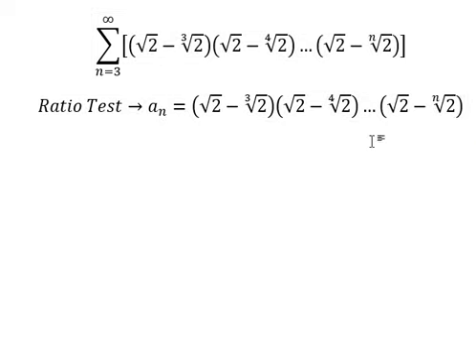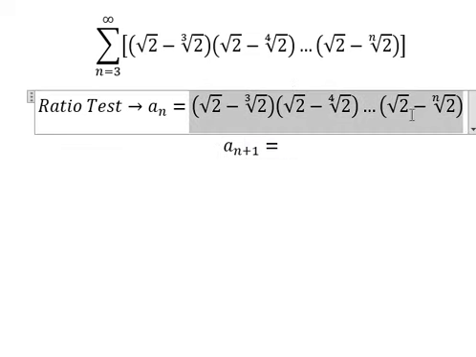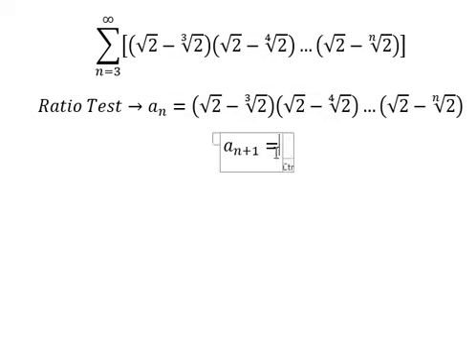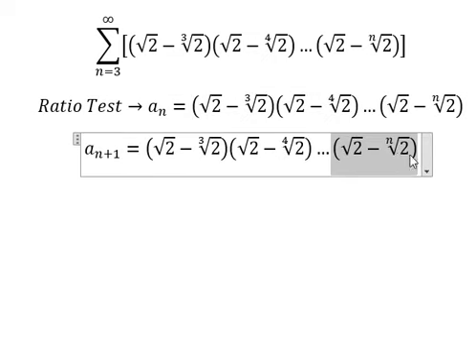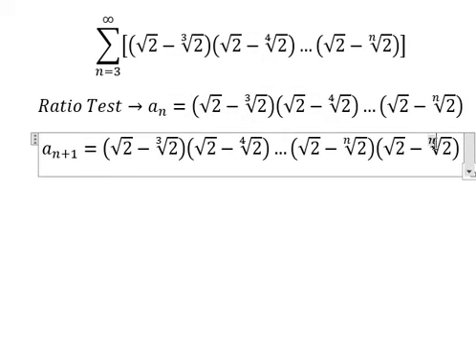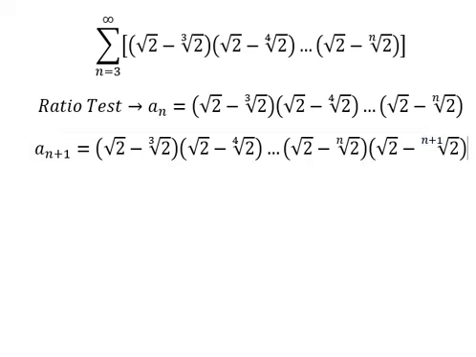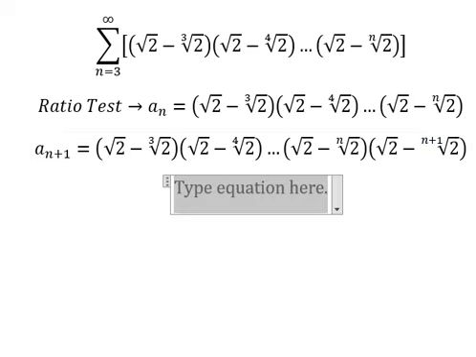Now, we need to find a_(n+1). So in this situation, we have this one, but this is about n plus 1. That means we need to get extra one factor in here. So that should be like this. Now, we can use the limit.